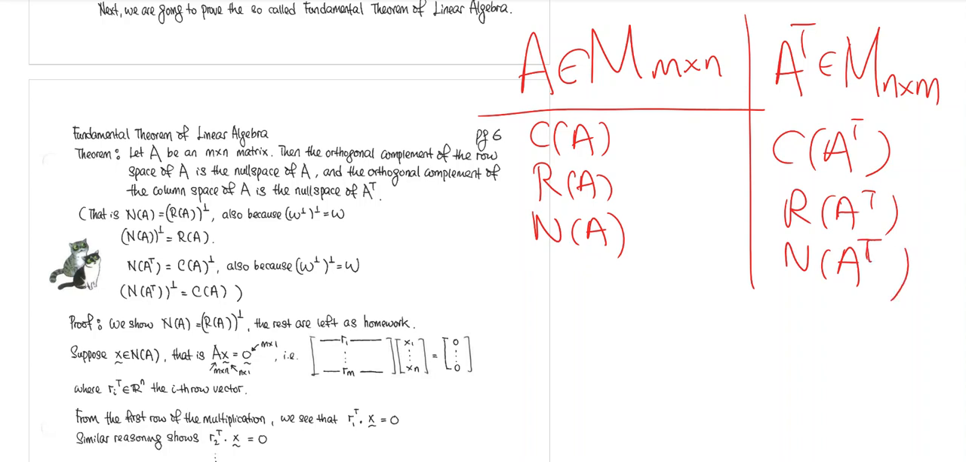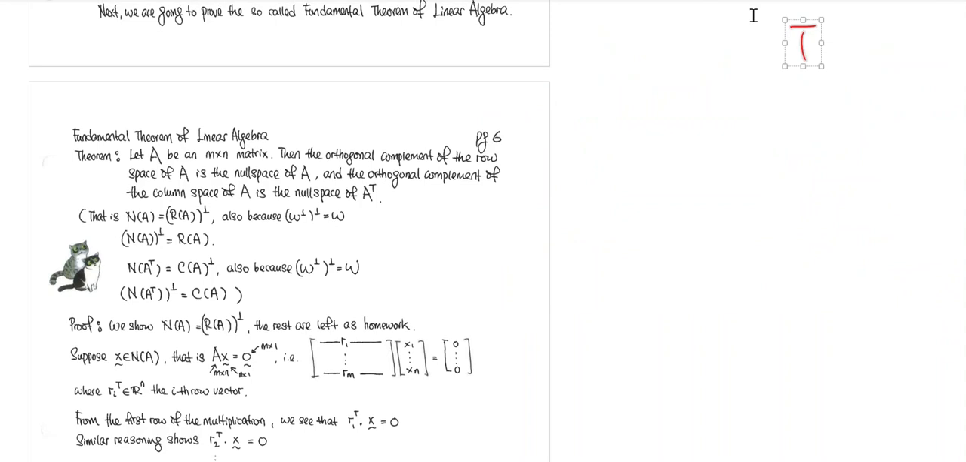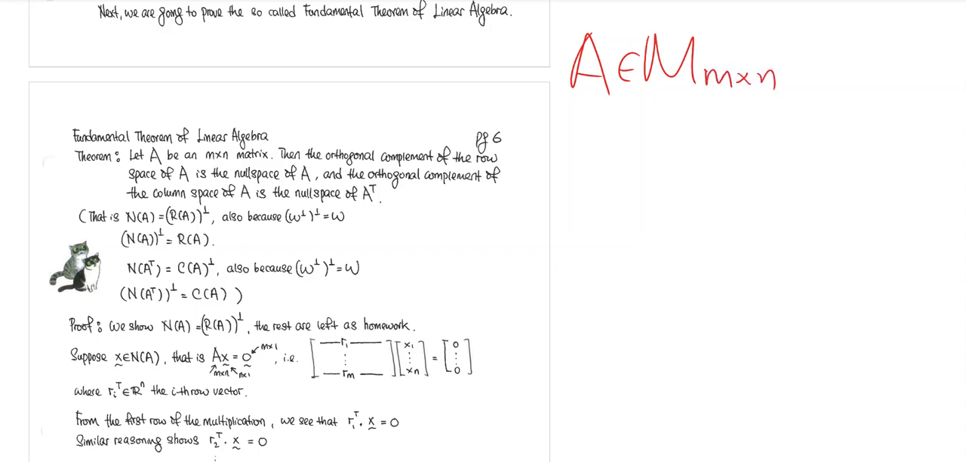Okay, and so here, the fundamental theorem of linear algebra tries to make some connection between all these spaces. The first thing it says is that if A is an m by n matrix, then the orthogonal complement of the row space of A is the null space of A. So the orthogonal complement of the row space of A.